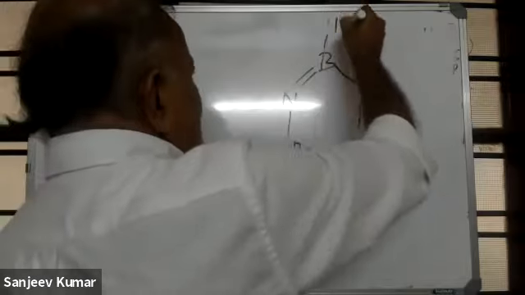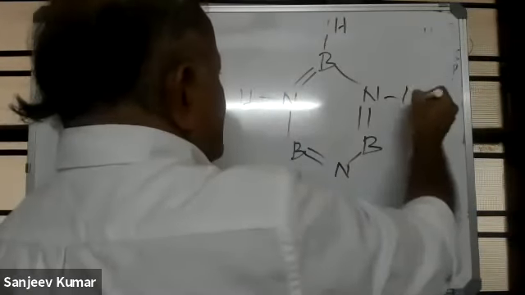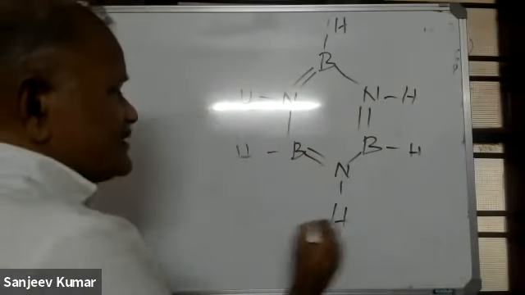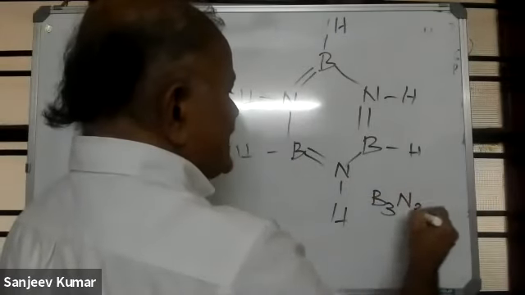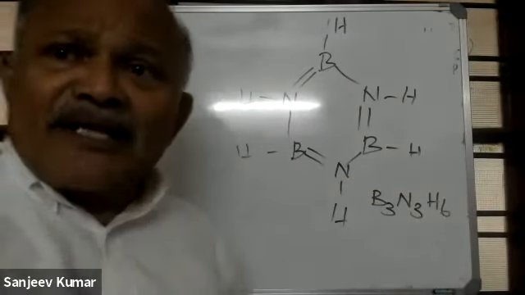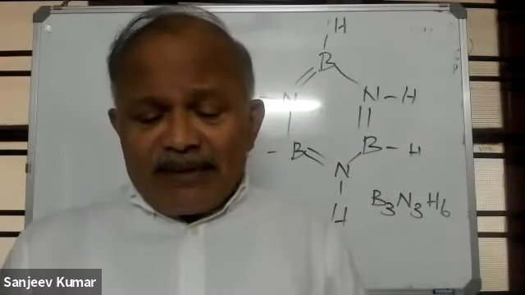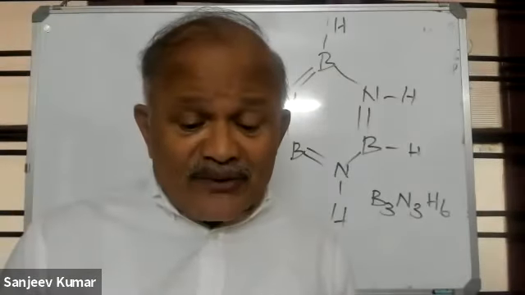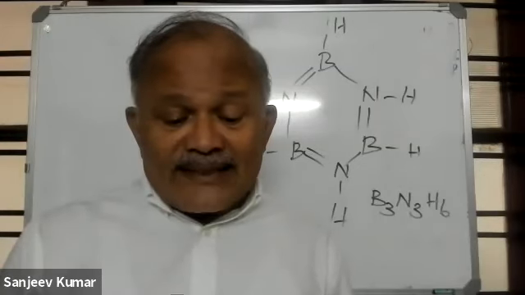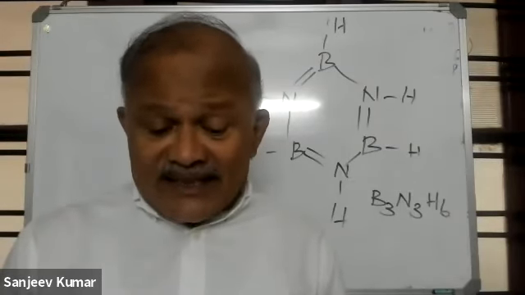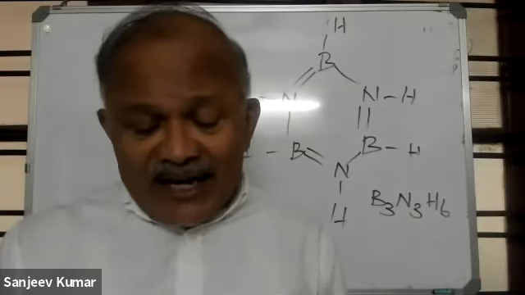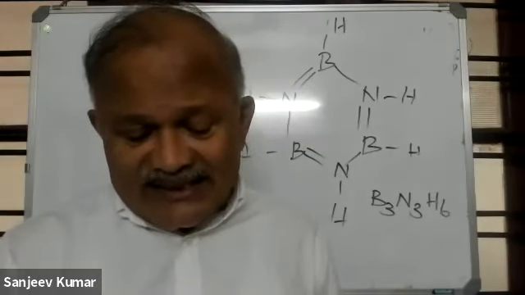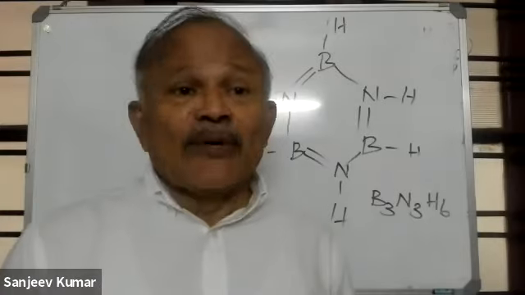And H, this is B3N3H6, inorganic benzene. X, when it reacts with ammonia, gives inorganic benzene, that is Y. Y is called inorganic benzene. So B3N3H6 is Y. The question is, which one is X? That is diborane, B2H6, when treated with ammonia.